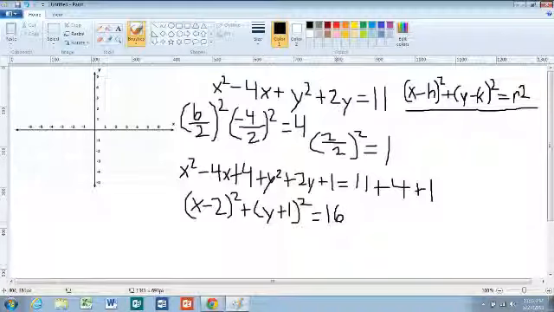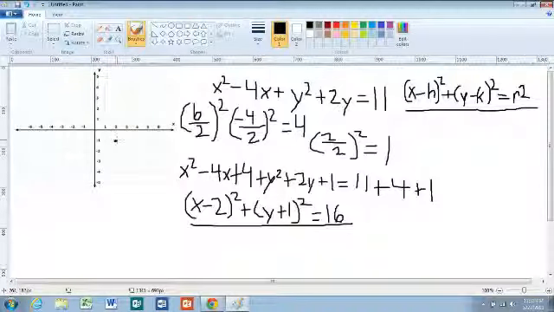And to graph it, we take our h and our k values, which we know would be 2 and negative 1. So let's look on the graph for 2 and negative 1. So we go right 2 and down 1 to get our center at that point.